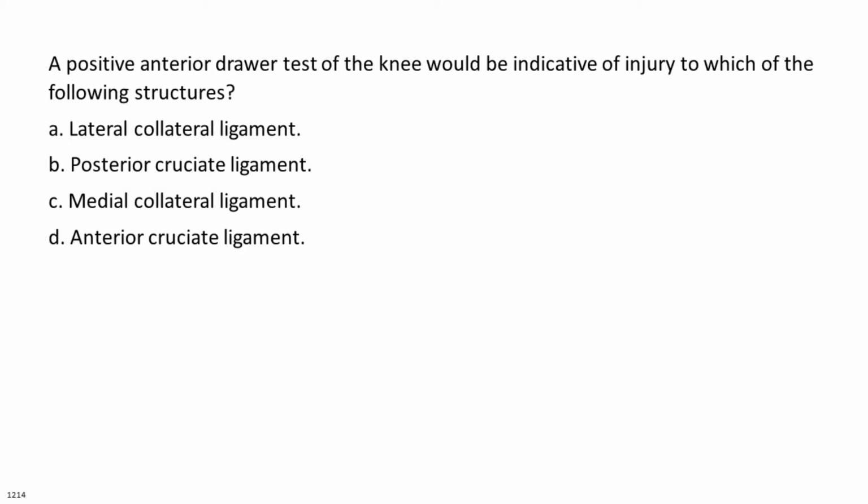A positive anterior drawer test of the knee would be indicative of injury to which of the following structures? A. Lateral collateral ligament. B. Posterior cruciate ligament. C. Medial collateral ligament. D. Anterior cruciate ligament.